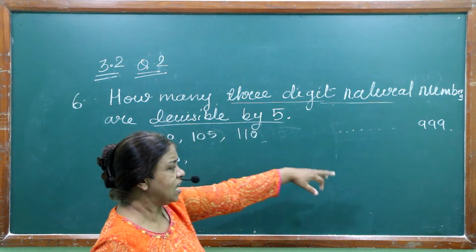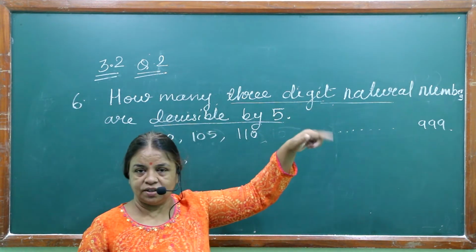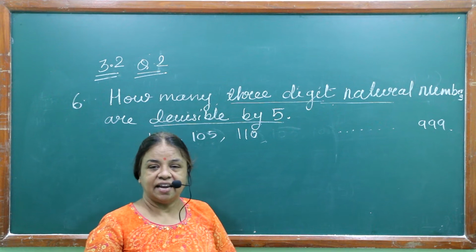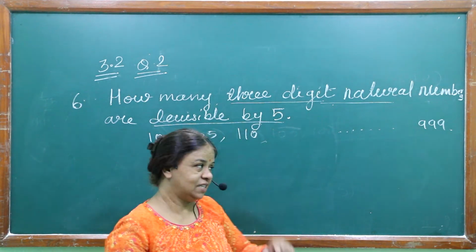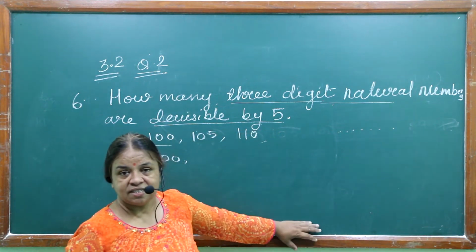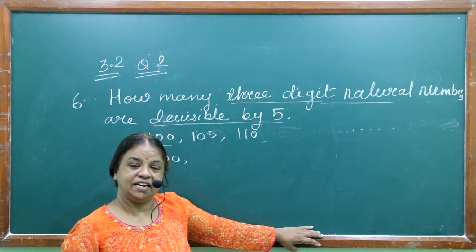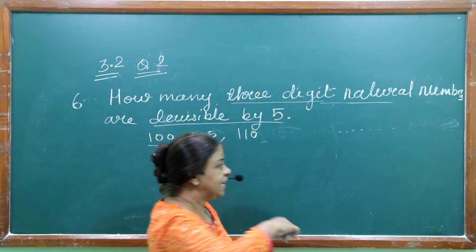Let us go for the last three-digit numbers. 991 not, 992 not, 993 not, 994 not, 995 yes, 995. Then 996 not, 997 not, 998 not, 999 not. So the last one is 995, I feel.